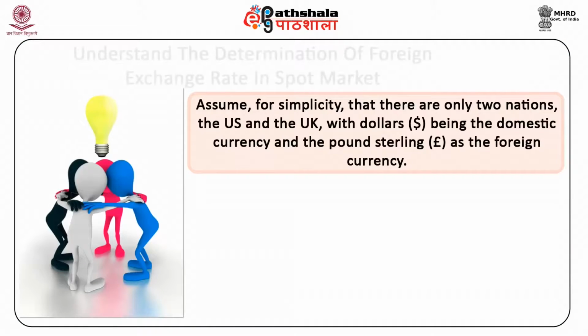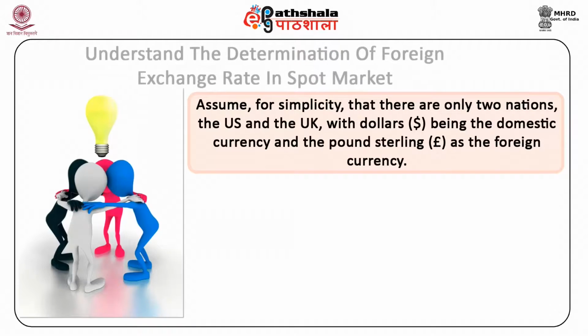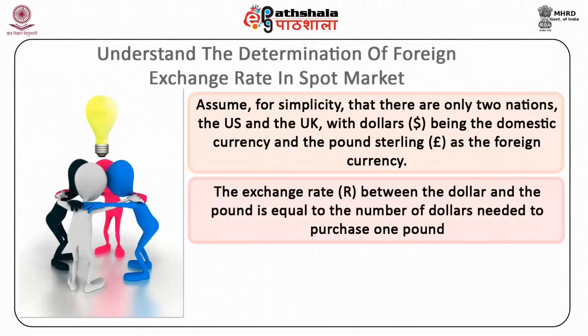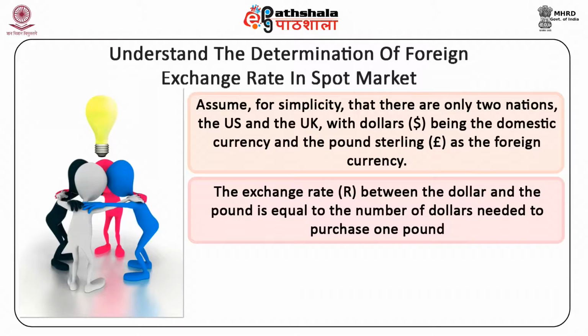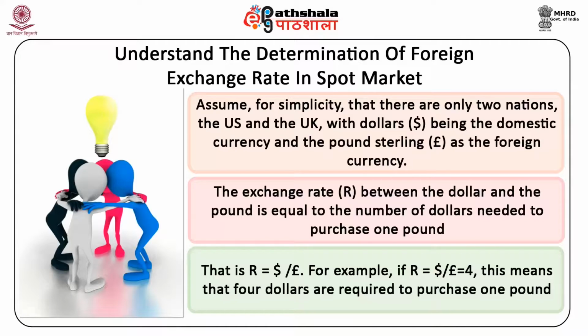Assume for simplicity that there are only two nations, the US and the UK, with the dollar being the domestic currency and the pound sterling as the foreign currency. The exchange rate R between the dollar and the pound is equal to the number of dollars needed to purchase 1 pound. That is, R is equal to dollar divided by pound sterling. For example, if R equals 4, this means that $4 are required to purchase 1 pound.